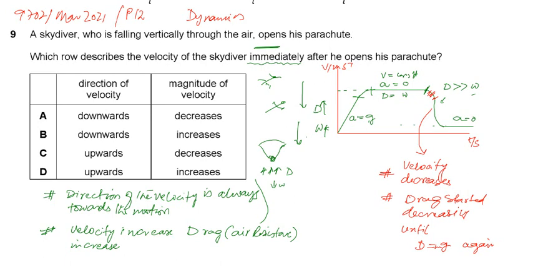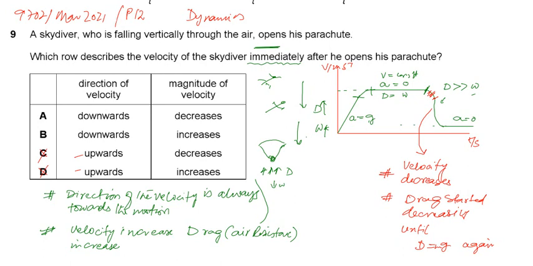We know about the direction: direction is always towards the direction of motion. Here the body is moving downward, so the direction of the velocity is also downward. So option C is incorrect. Option D is incorrect because the direction of velocity says upward. So A and B may be the options.